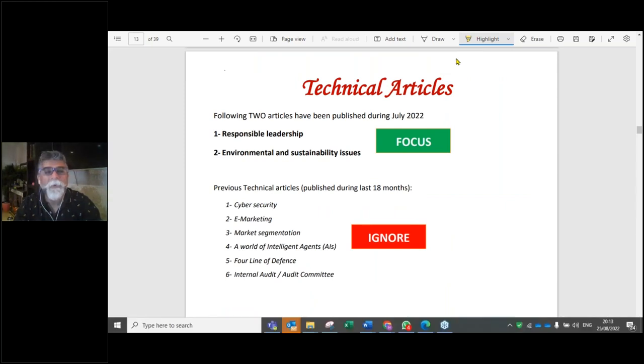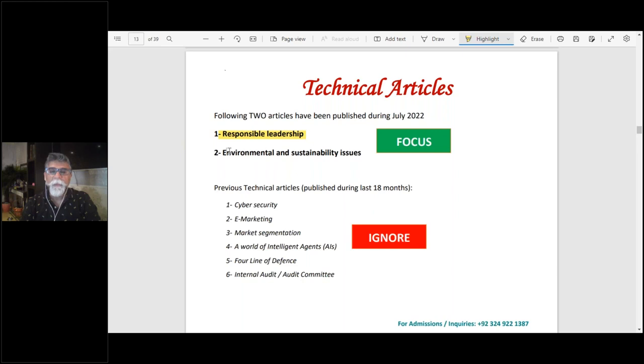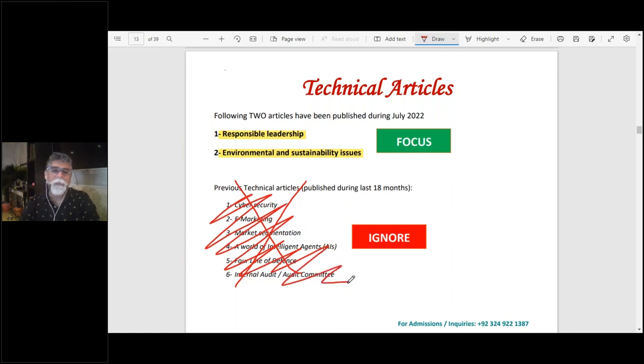All right, so let's go with technical articles. Yesterday, I discussed that there are 2 new articles which were published last month for SBL. Responsible leadership was the first article, followed by environmental and sustainability issues as the second article. I'm expecting there's a very high chance that some question might come out from this topic. There are several previous articles, but most of them have already been tested in your past exams. So forget about the previous articles. Do not waste your time reading those. Just focus on the latest 2 articles. Is that clear?